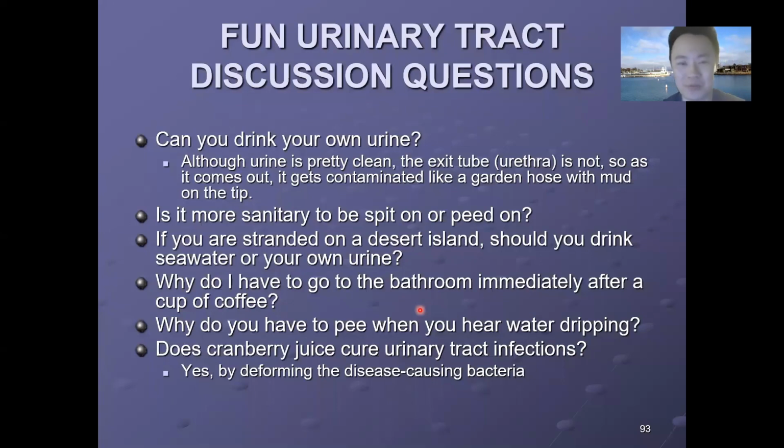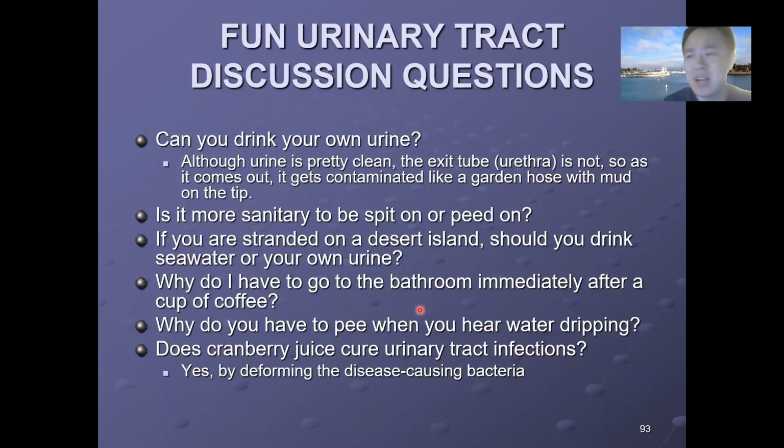All right, some fun topics to end our lecture today. Can you drink your own urine? Well, here's the thing though, urine is pretty clean, but the exit tube is not. As urine comes out, it comes across bacteria that have tried to find their way up through the urethra, okay? It's crawling up there. As the urine's passing out, it picks up the bacteria with it. And when it exits the urinary meatus, the hole from the inside to the outside world, it's now not sterile. You've got bacteria and it's contaminated, okay?